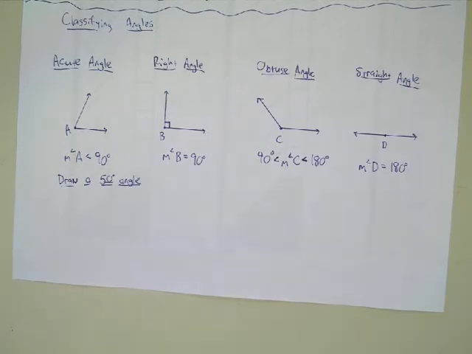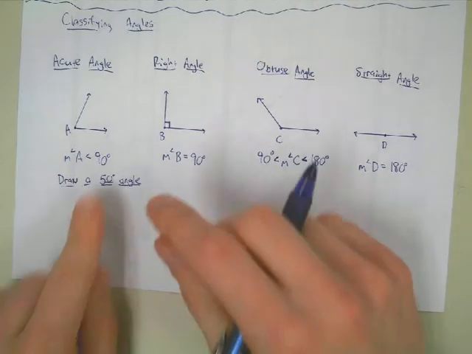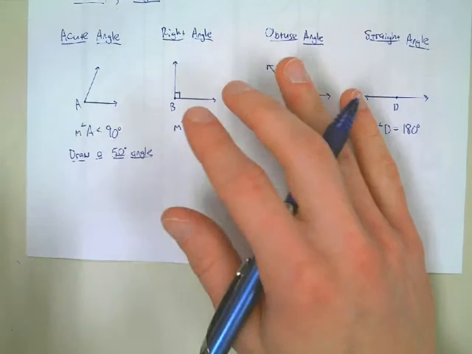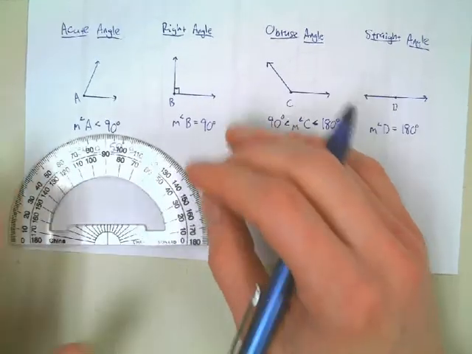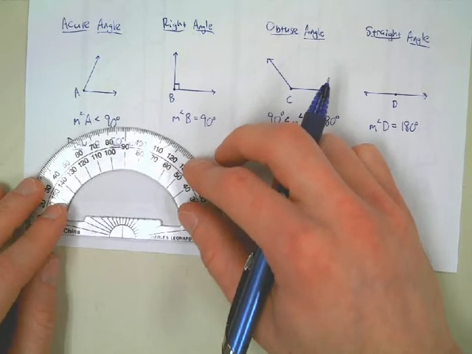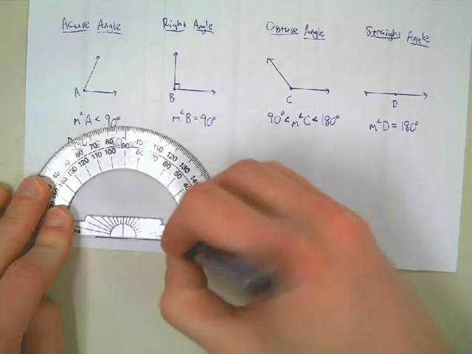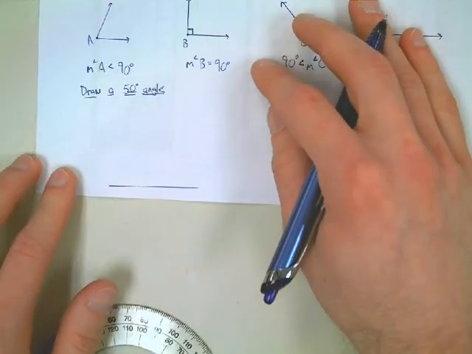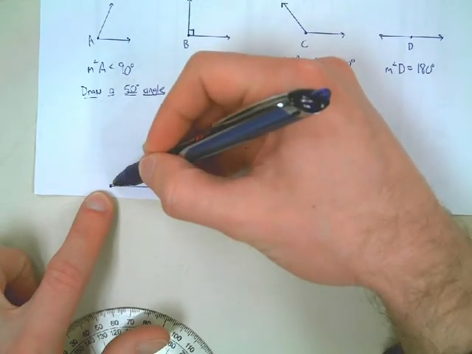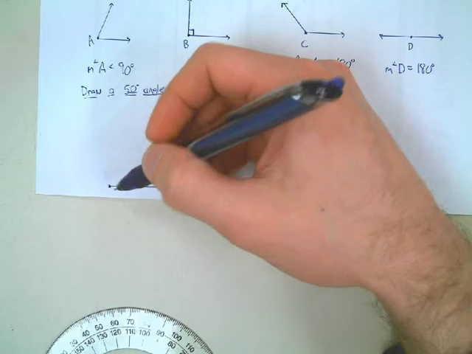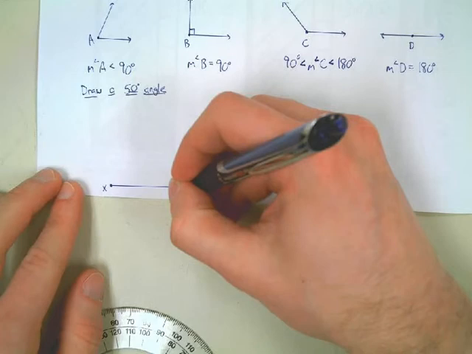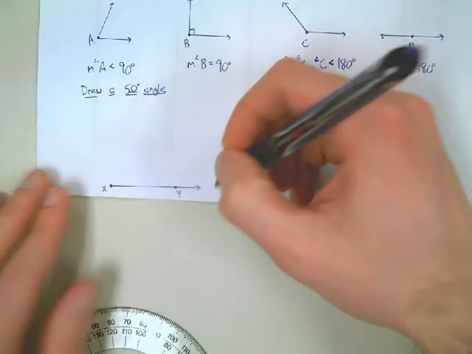So to draw a 50-degree angle, we need to start with something. We can't just throw our protractor down and start drawing a 50-degree angle, because the protractor needs something to measure off of. So the first thing you should do is draw one side of your angle. I'm going to make this end right here my vertex. Let's call this vertex X, and I'll make this here Y. And so we have our first ray. Remember, an angle is just two rays that have a common endpoint. So this will be our first ray.